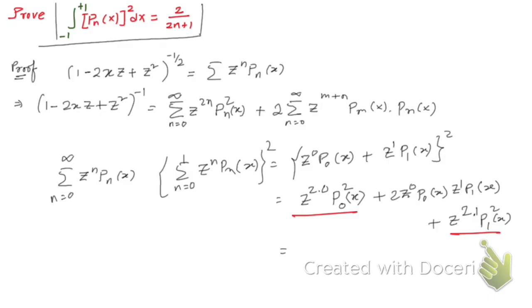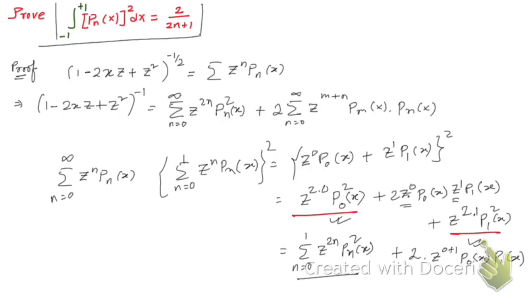Now from these two terms, we can write using summation from n equal to 0 to n equal to 1 of z to the power twice n, Pn of x square. If you put n as 0 and 1, then you will get these two terms. Sum of these two can be represented by this part, and plus then 2 into z to the power 0 plus 1, P0 of x into P1 of x. Now observe the pattern properly.